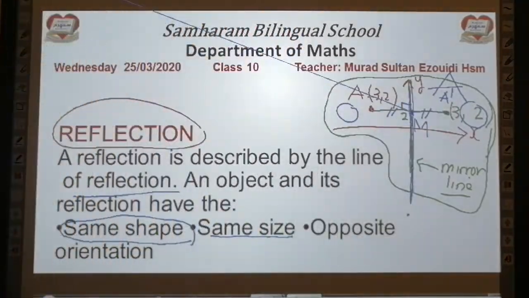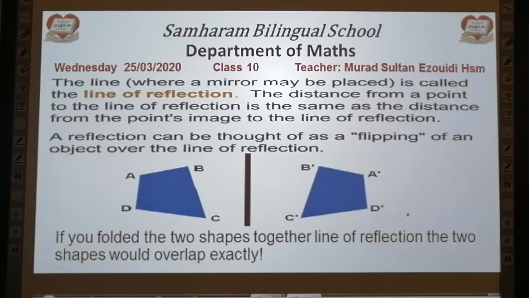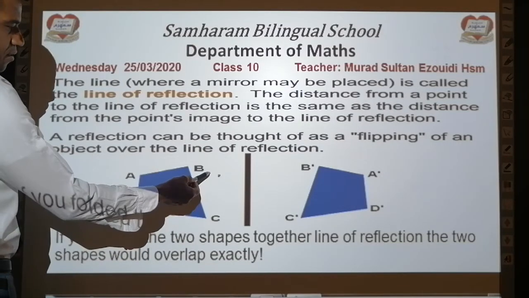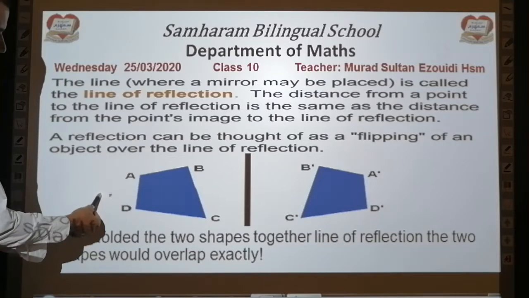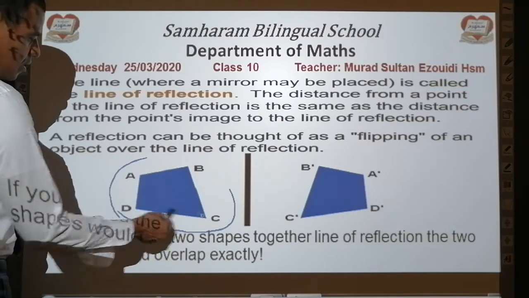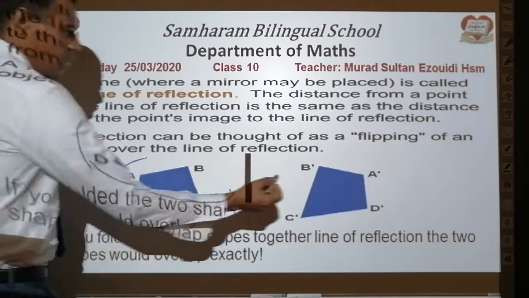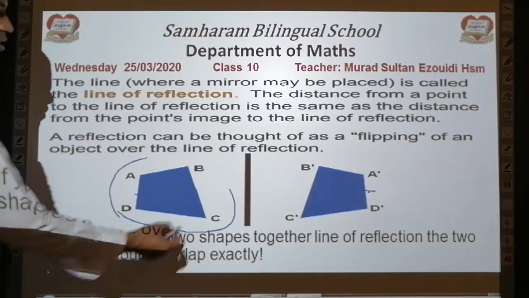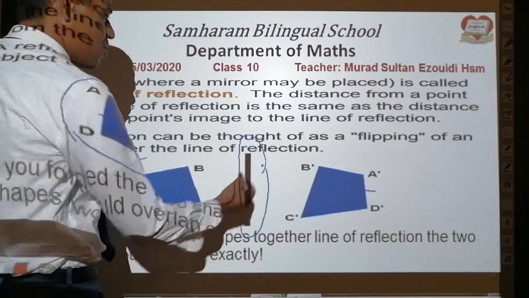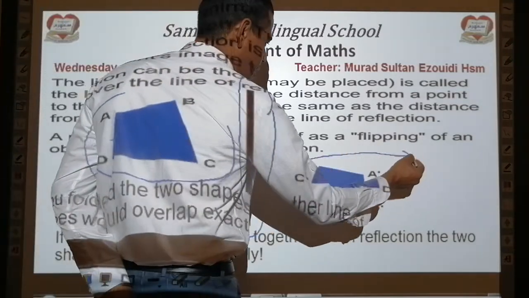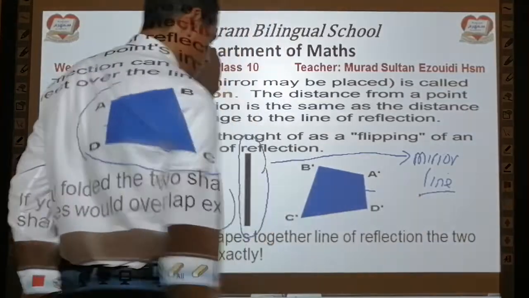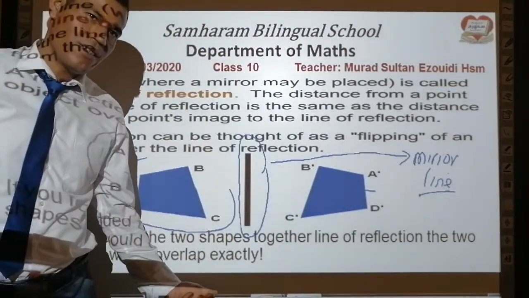The next one, here we have a polygon with four sides. It's called a trapezium. So this quadrilateral A, B, C, D is reflected in the mirror line. This is my hint. The black solid line, or the black bold line, is called the mirror line. So, you cannot reflect if you don't have a mirror line.